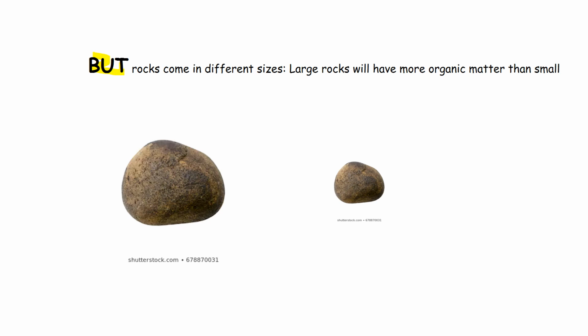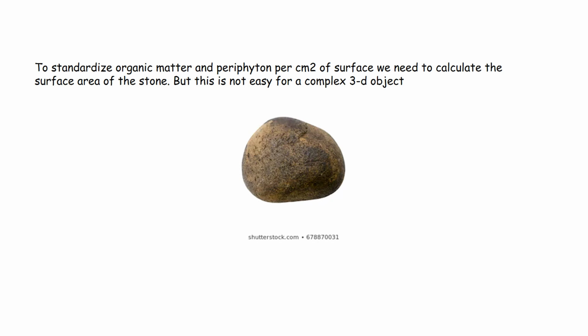But, and this is a big but, as you can see, a much larger font, rocks come in different sizes. Large rocks will have more organic matter than small. So therefore, it really doesn't mean much to say that one rock has this amount of organic matter and another has that, unless we can standardize for rock size. But this is not easy. How do we standardize the rock size for a complex three-dimensional object?